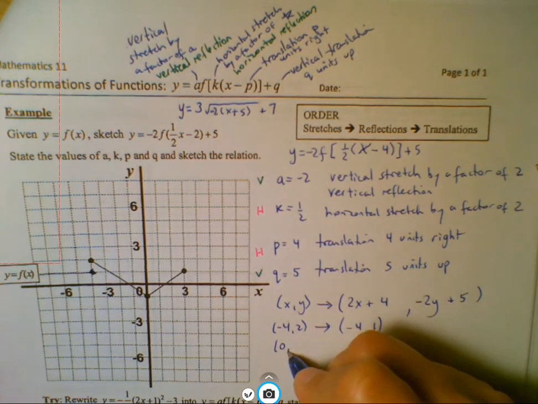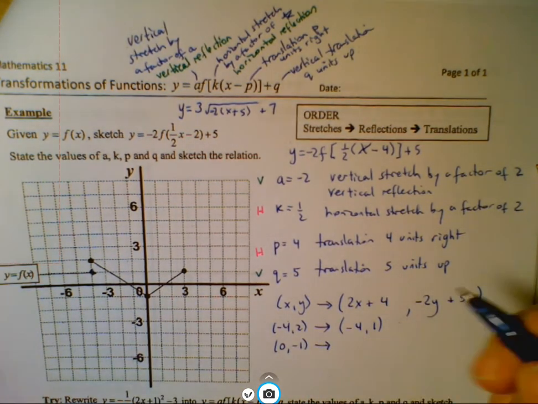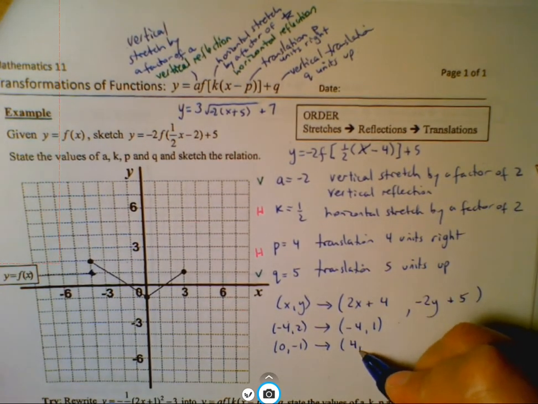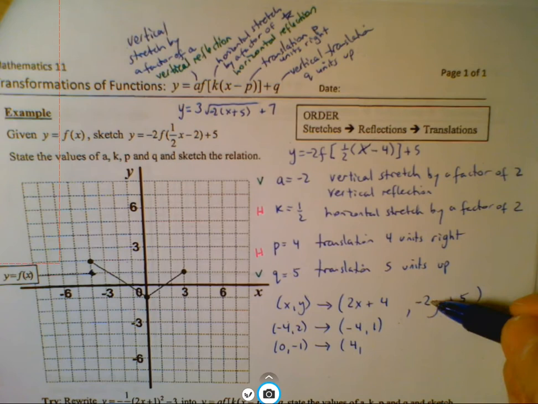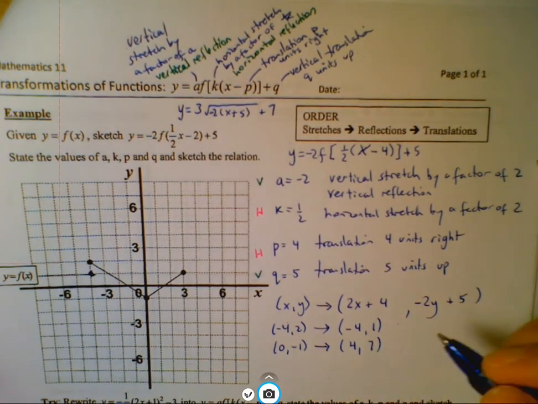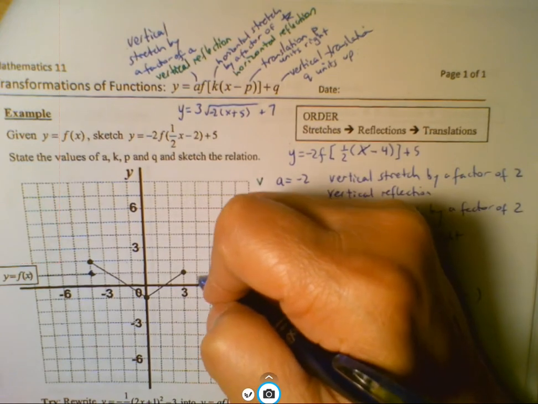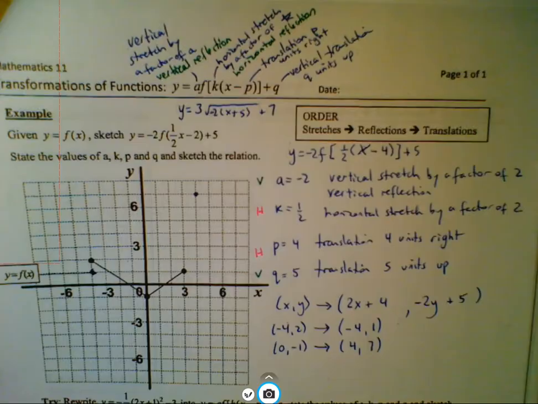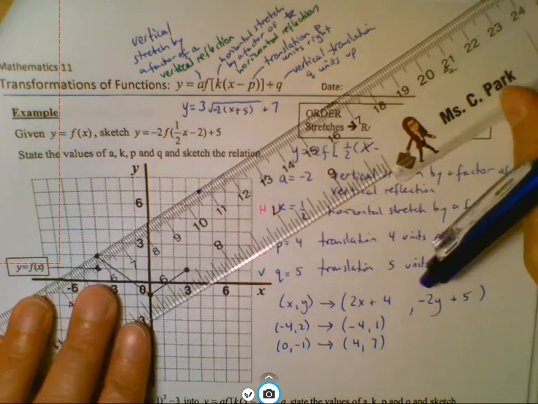Let's see what the next point is. 0, negative 1. So 2 times 0 is 0, plus 4 is 4. And then negative 2 times negative 1 is 2, plus 5 is 7. So now I have 4, 7. 1, 2, 3, 4, 5, 6, 7 over here. And I can connect those dots.